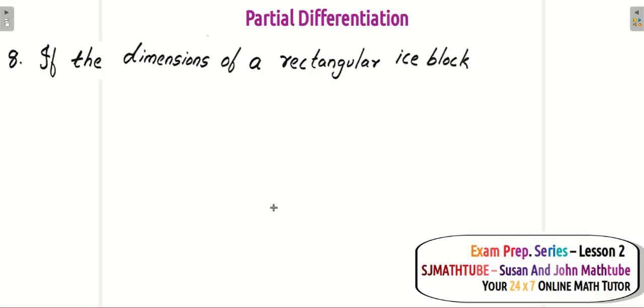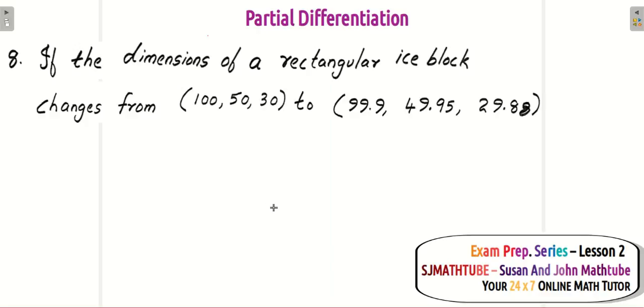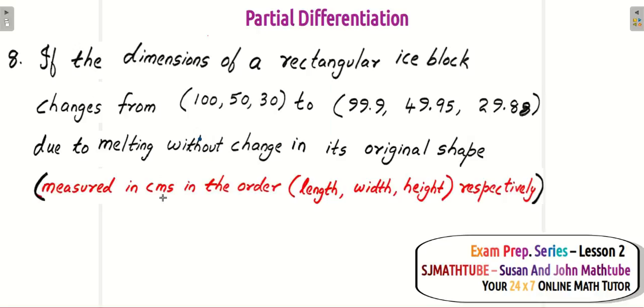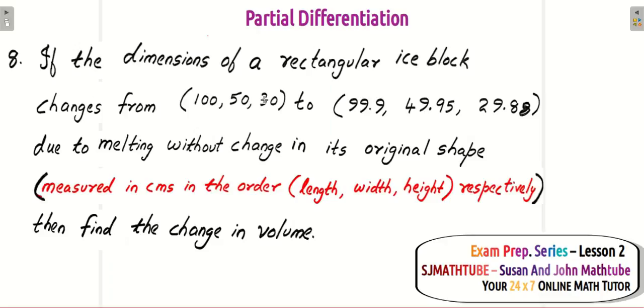Now let's do one more application. So look at this. We have a rectangular ice block, and rectangular ice block means it will have length, breadth and height. So initially the dimensions are 100, 50, 30, and after some time the dimensions became 99.9, 49.95 and 29.88. It's because of melting, and for mathematical purposes they have given that the shape has not changed. It's still a rectangular block. And one more thing is given, they measured these quantities in centimeters, and the order is length, breadth and height. So they're asking to find the change in volume.